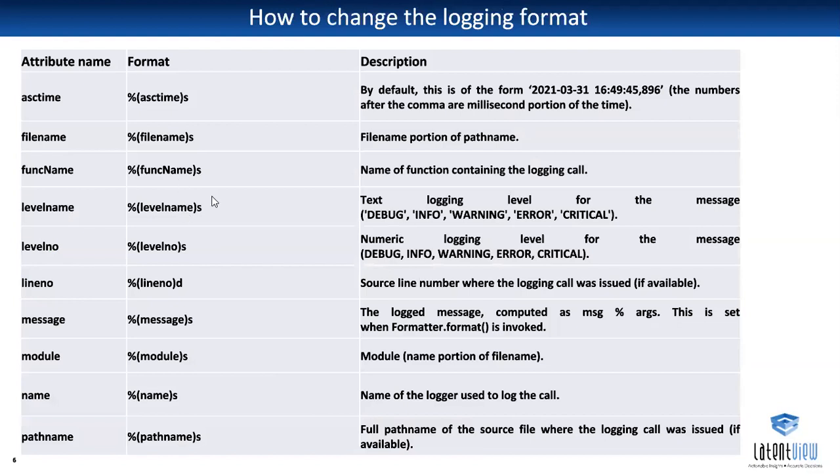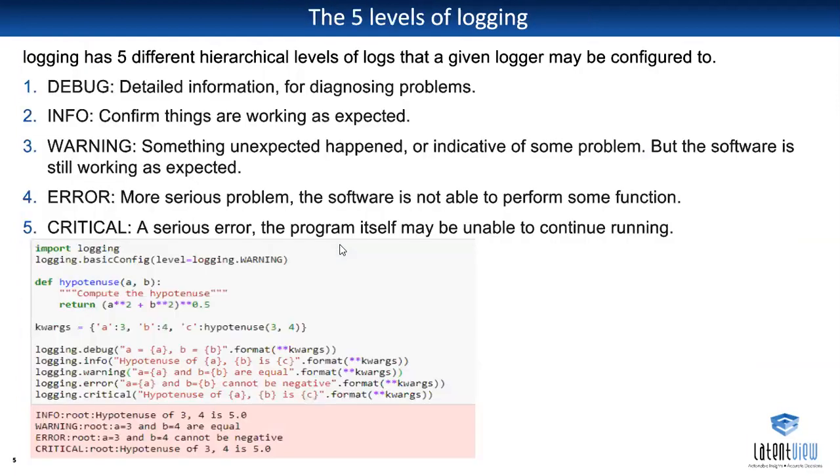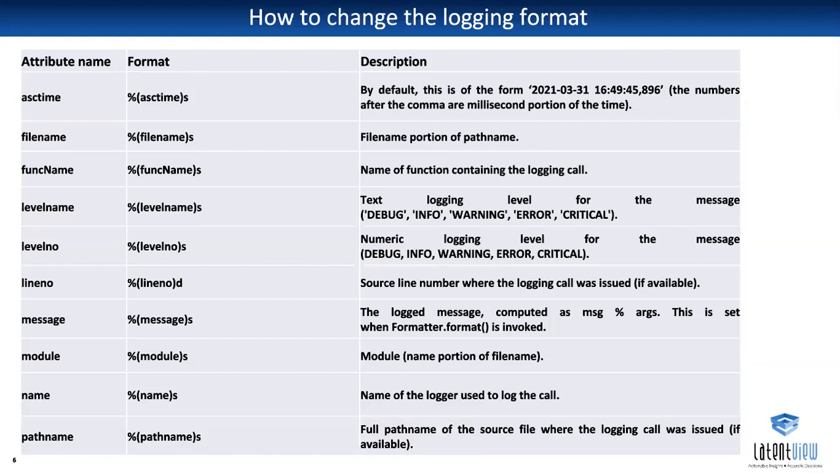Level name shows whether a message comes under debug, info, warning, error, or critical. It will differentiate and show the level. Level number means each level holds a numeric value. Debug holds numeric value 10, info 20, warning 30, error 40, and critical is 50. So if you want to see the logging level as a numeric value, then we can keep this level number there.